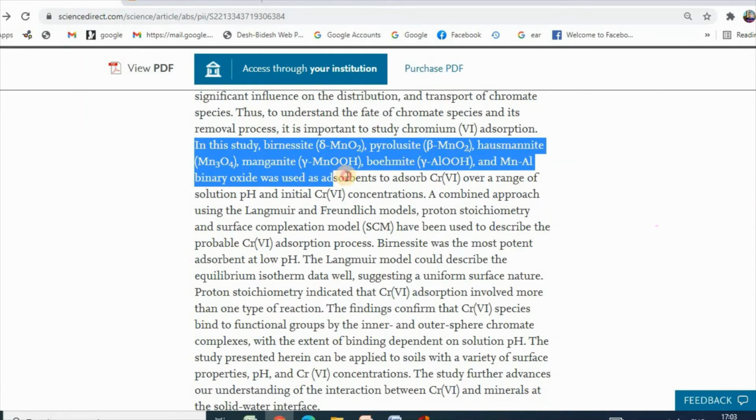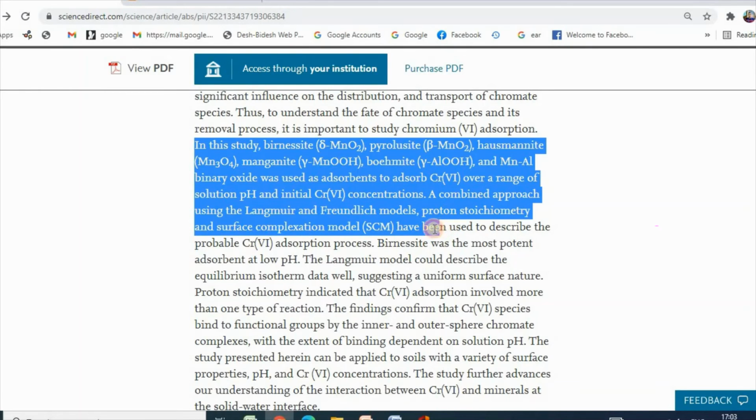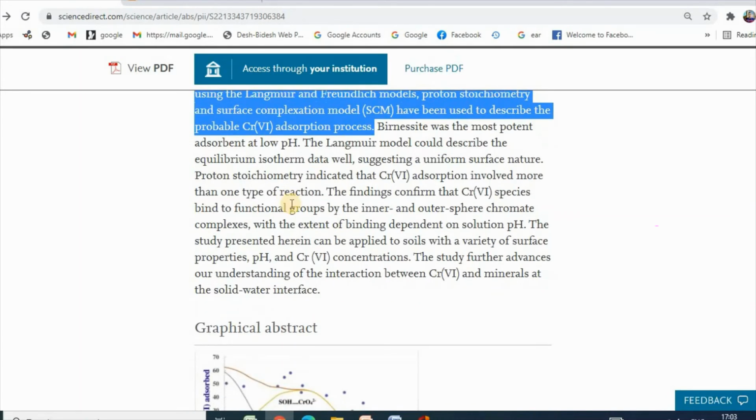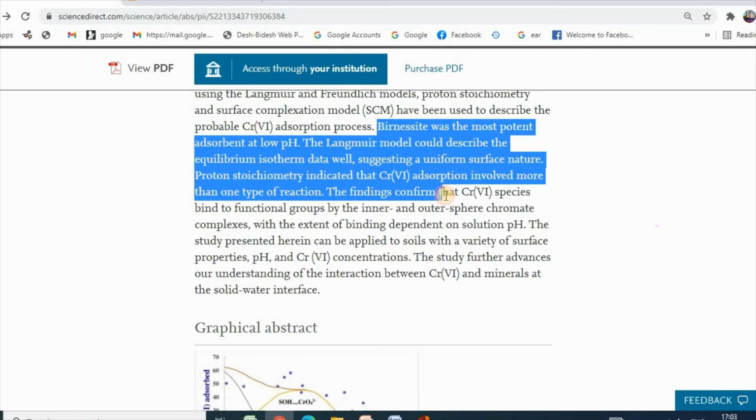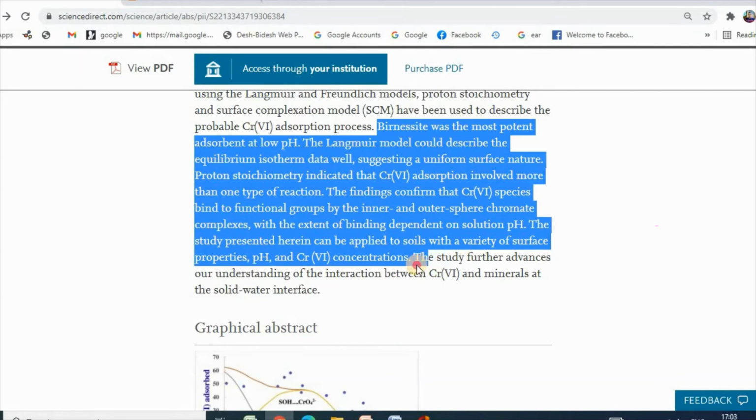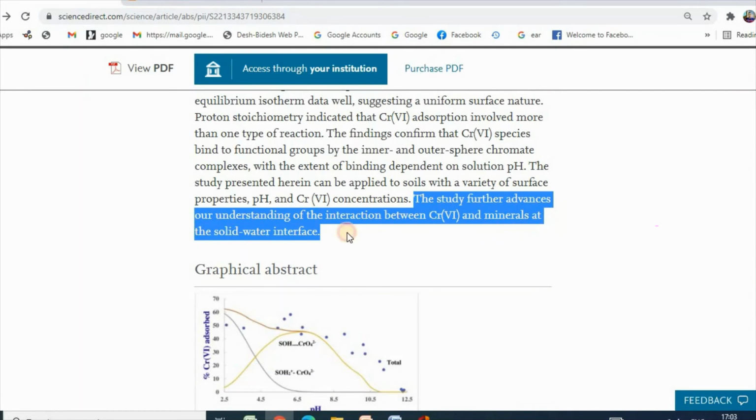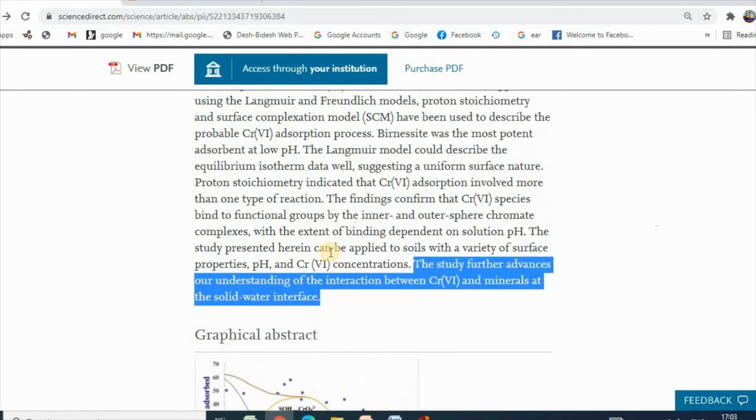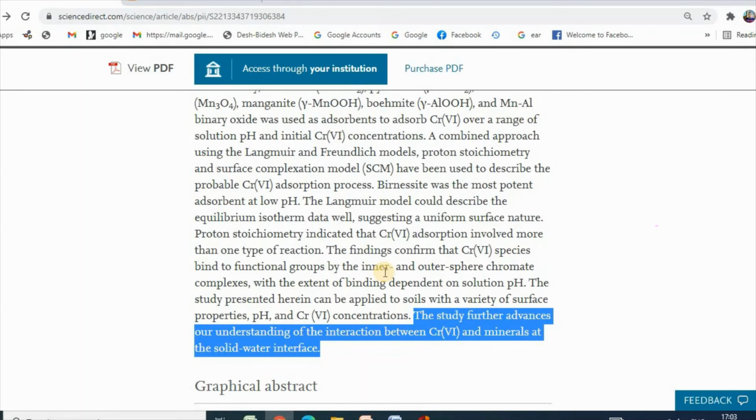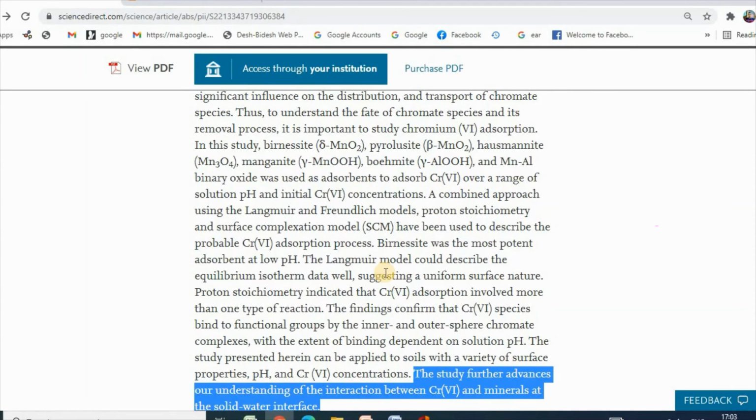The second one is what was done in this study. The third one is what has been found, and the final one is the future perspective or recommendation of this research. So this is how, by answering the aforementioned 4 questions, we can easily write the abstract of our research paper.